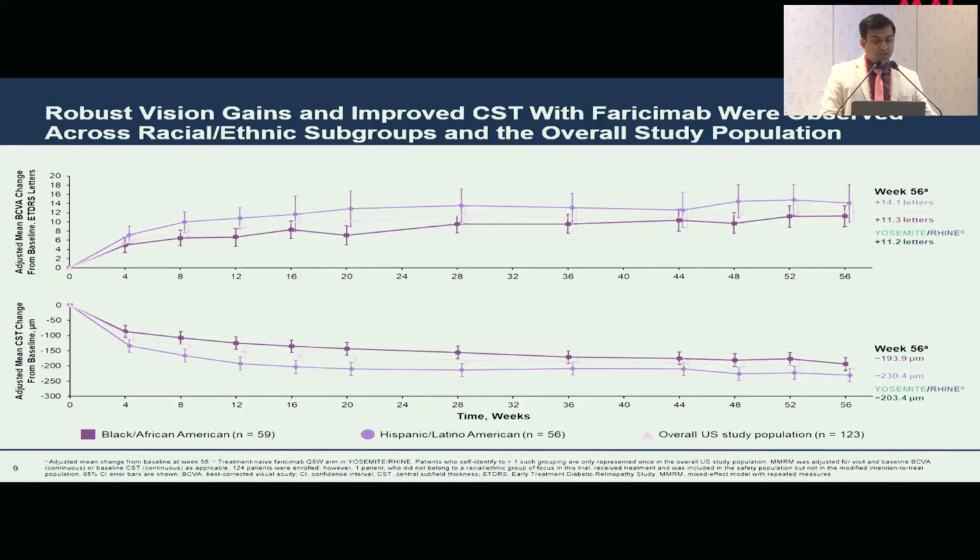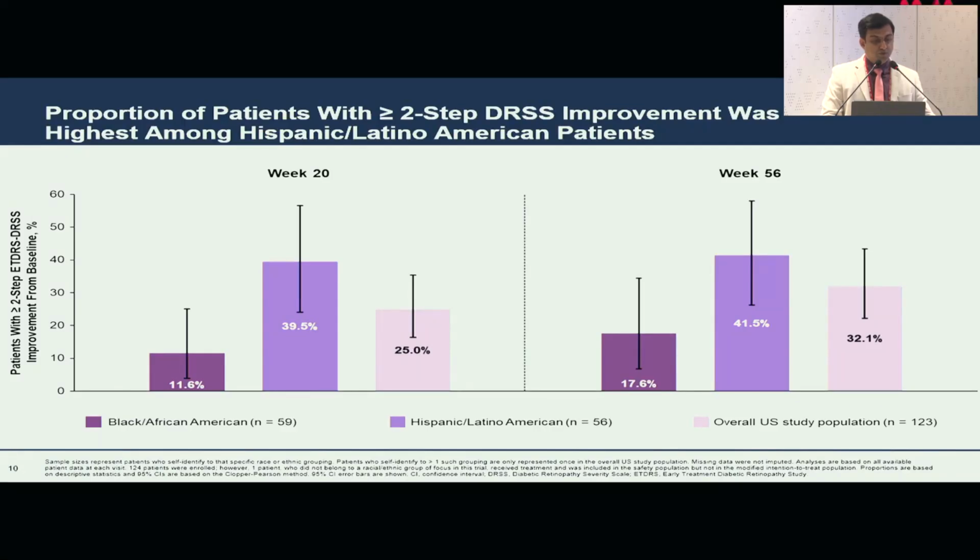Robust vision gains and improved thickness were seen with faricimab across the racial and ethnic subgroups and the overall study group. At week 56, it was almost 14 letters, and more improvement was seen in the Latin American people as compared to that, but it was very similar again to the Yosemite and Rhine study groups as well. The proportion of patients with more than 2-step diabetic retinopathy severity scale improvement was highest among the Hispanic, that is the Latin American, patients at week 20 and week 56.